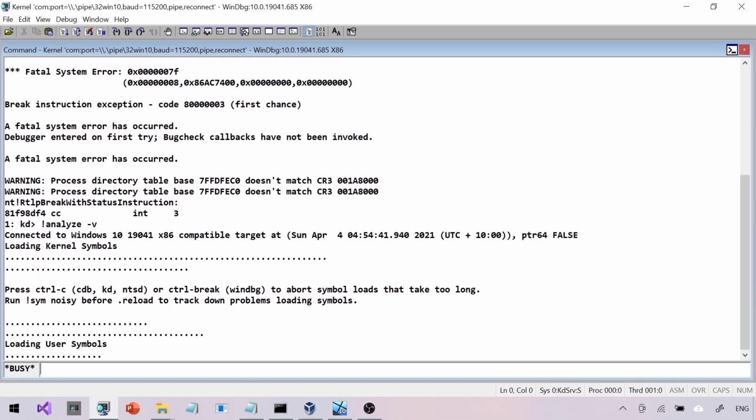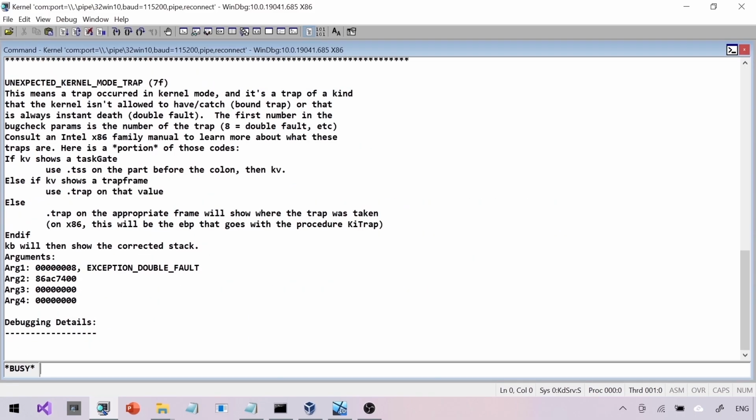We have seen multiple times user mode, kernel mode, exception double fault, which is the clear indication of stack overflow. It is pretty much giving a lot of details here on the screen itself, even before the !analyze -v is finished. You can read about it. Whenever we see the word double fault, that means it is a stack overflow.